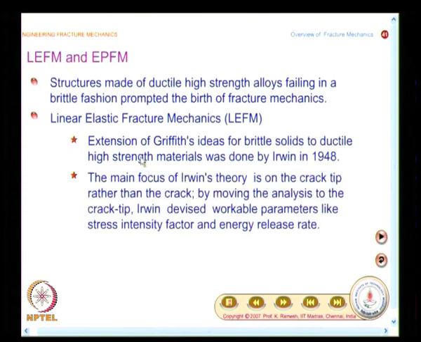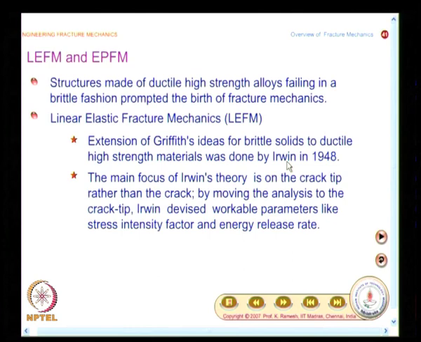This is what I had mentioned earlier. Whatever the ideas generated by Griffith for brittle solids was extended to ductile high strength materials by Irwin in 1948. We would see how he has done it. When we look at the chapter on energy release rate, we would be able to find out how conveniently he was able to extend the ideas of Griffith.